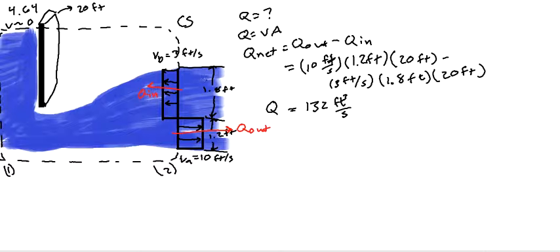Okay. And that is that. This, again, is an example of control surface, more so than material derivative, really. More like, what are we focusing on?